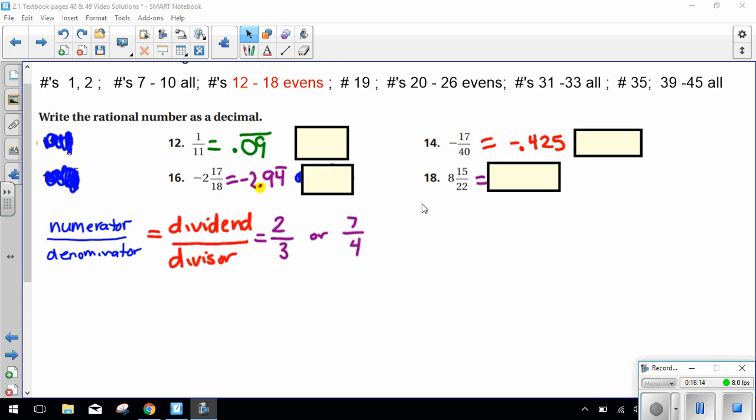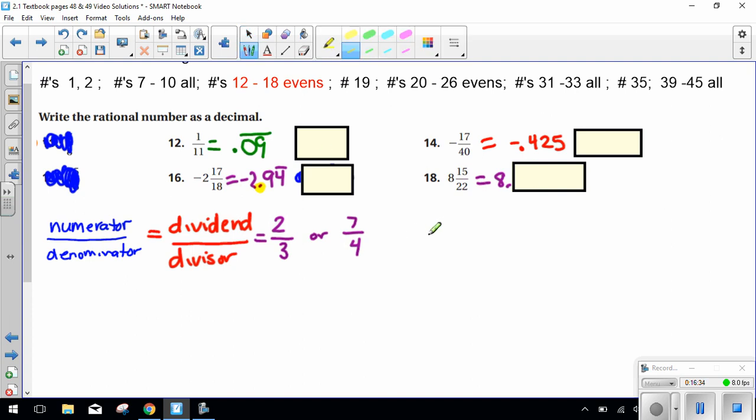So for number 18, just like number 16, do you notice there's an integer up in the front, 8? So if I start exposing the solution to you, you're going to see it's 8 point something. This decimal point belongs to the fraction being rewritten into a decimal. So I'm going to take 15 over 22, and I'm going to divide that. Remember, the dividend, or the numerator, goes in. The divisor, or the denominator, goes out.